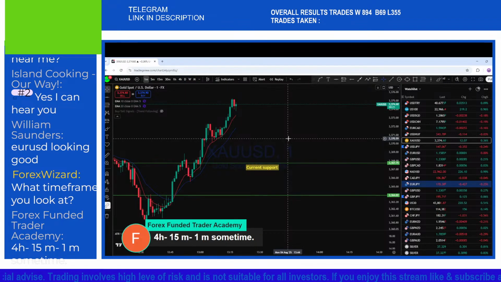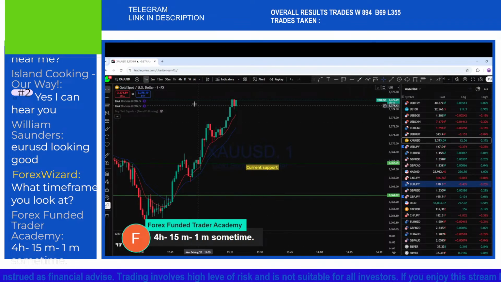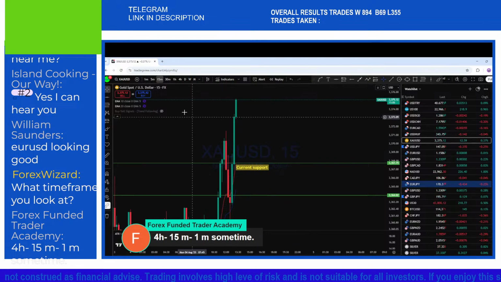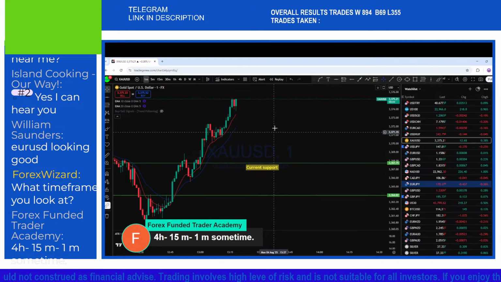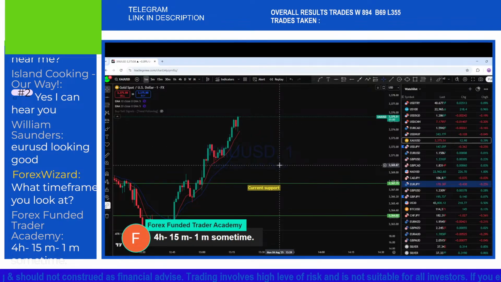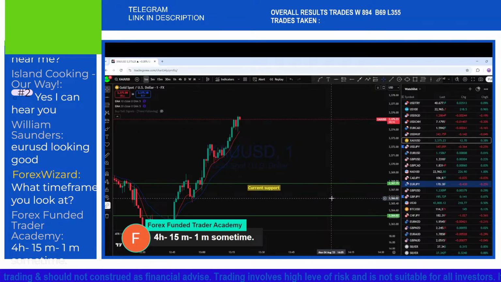This is the current support level on gold, and we are expecting the market to come back here to retest and then reject back again to the upside. If the market breaks to this current support level on the 15 minutes, we will be looking into the entry, or we will be waiting for further price action confirmation for any new entry opportunity.